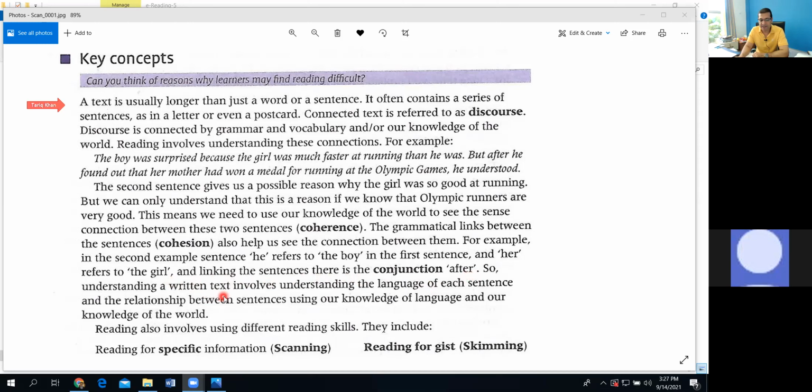So understanding a written text involves understanding the language of each sentence and the relationship between sentences, using our knowledge of the language and our knowledge of the world. So in order to understand a text, we need knowledge of the language and knowledge of the world, both. All right? Otherwise, we can't make a connection between that.